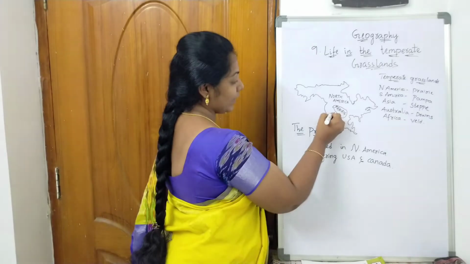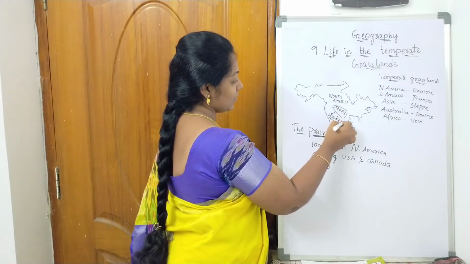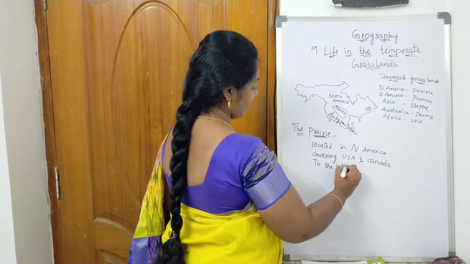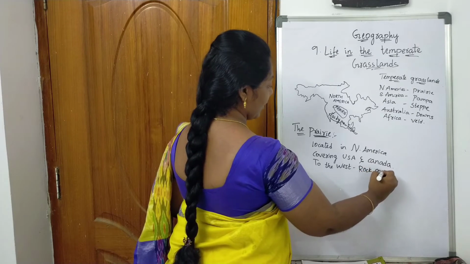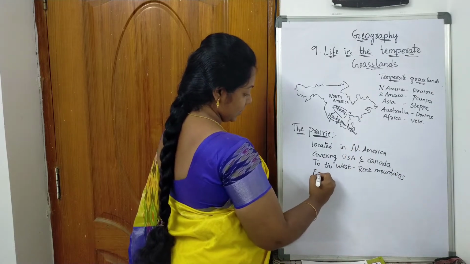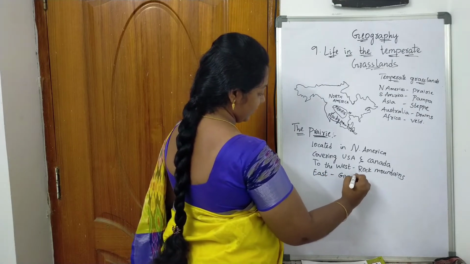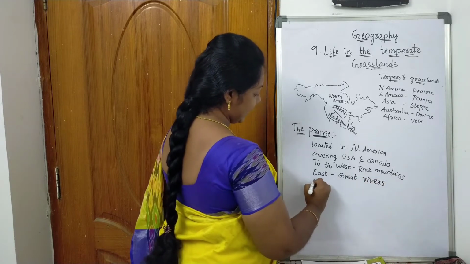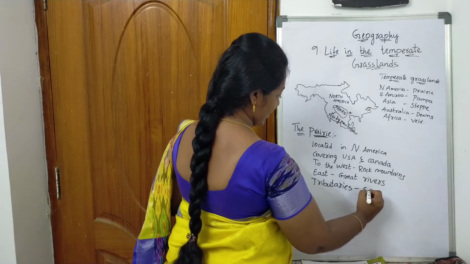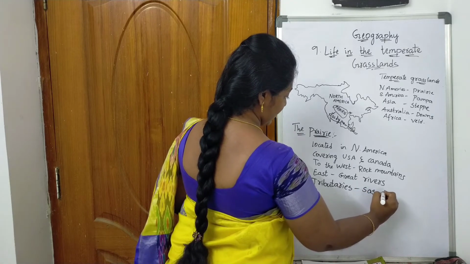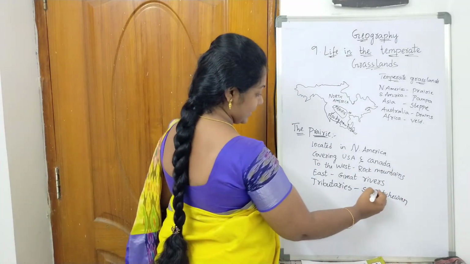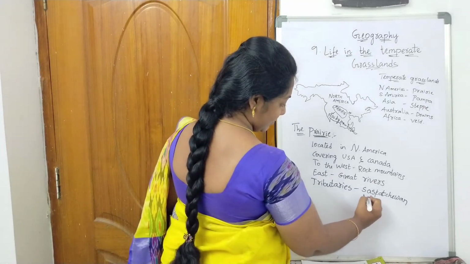And to the west of the prairies we have the Rocky Mountains, and to the east we have great rivers, and we have tributaries like Saskatchewan and Mississippi River.